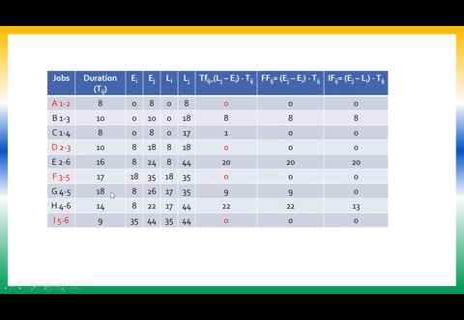26 minus 17 minus 18. So I get a 1 here. No. 26 minus 17 will be 9. 9 minus 18 is minus 9. I get a minus 9, equated to 0. Then 22 minus 17 minus 14 will also be a negative value, equated to 0. Then 44 minus 35 minus 9 will be a 0.